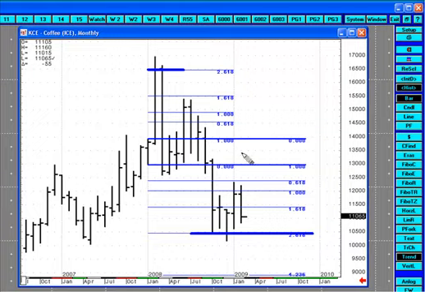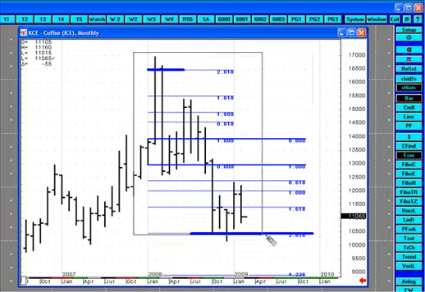So I would start with a very big picture analysis, for example, in coffee. I have key support right here, but these levels were derived utilizing January's trading range of 2008.